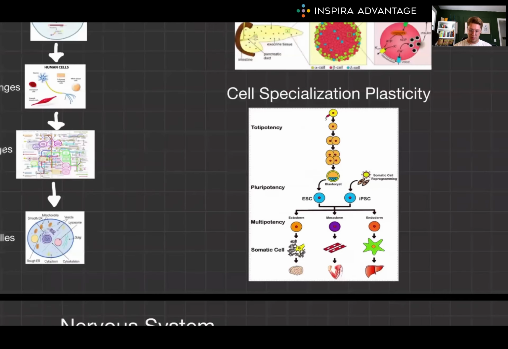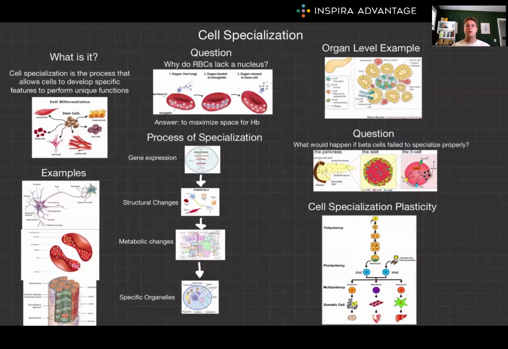To wrap up, let's review a few key points from this video. Cell specialization results in cells with unique structures and functions. Specialization involves changes in gene expression, structure, and metabolism. Different specialized cells work together in tissues and organs. The degree of specialization can vary between cell types, and ongoing specialization is crucial for maintaining cell function. Understanding cell specialization is fundamental to physiology, pathology, and many areas of medicine. It helps us understand how the body functions normally and what goes wrong in disease states.